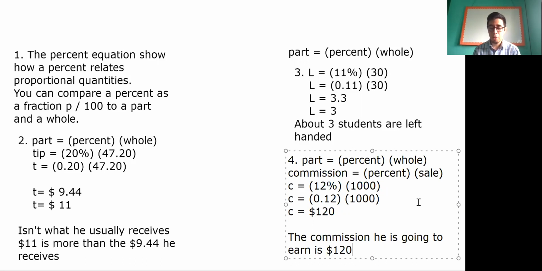So in this example, you have the auto insurance company, it pays 12%. This is the 12% depending on the total amount of the sale. So they give you the percent and they give you the whole sale, so you can obtain the commission he is going to earn. The commission is going to be a part. You are going to use the same equation.